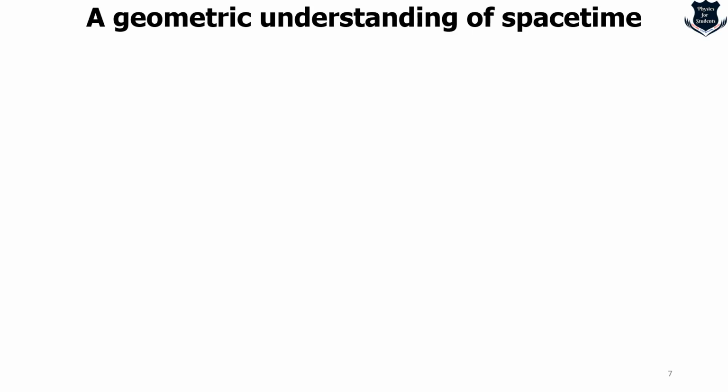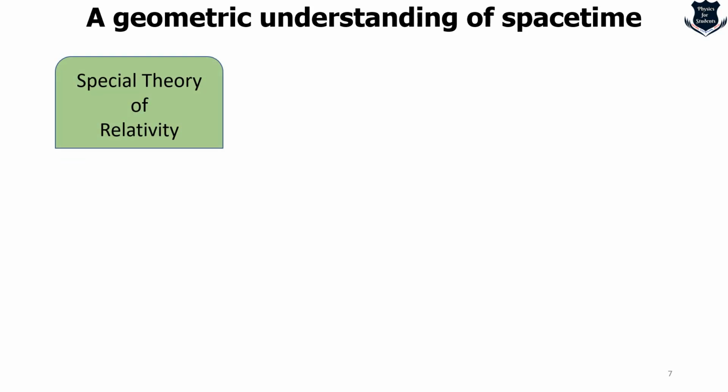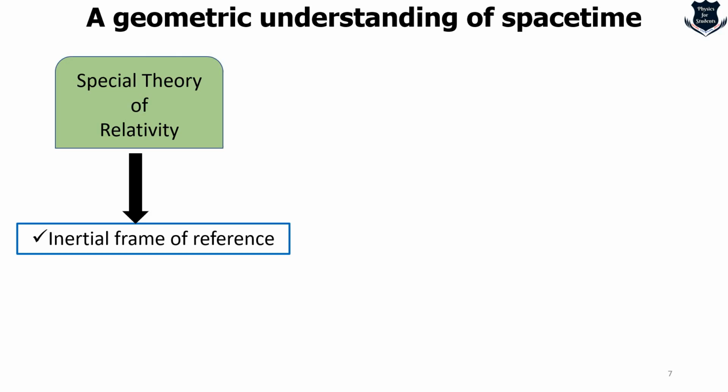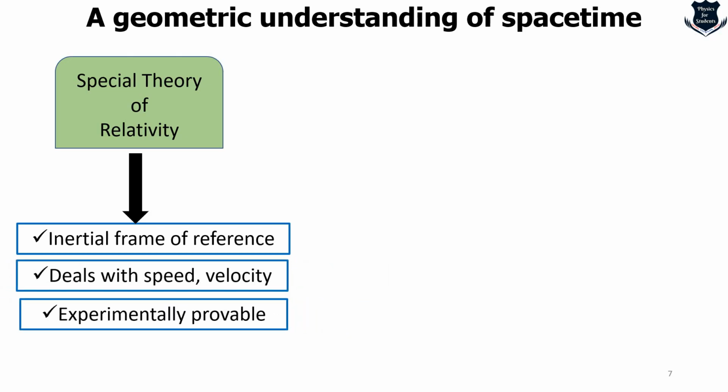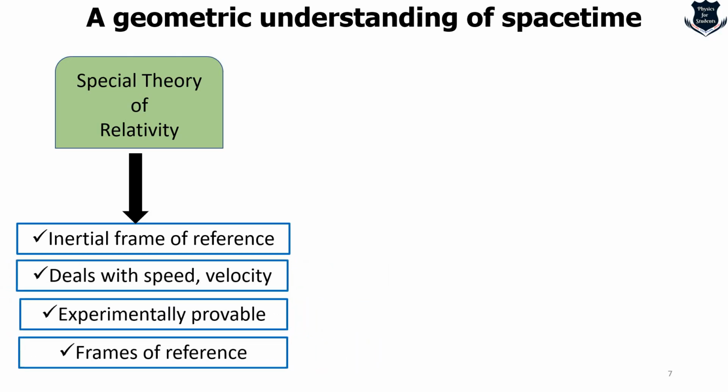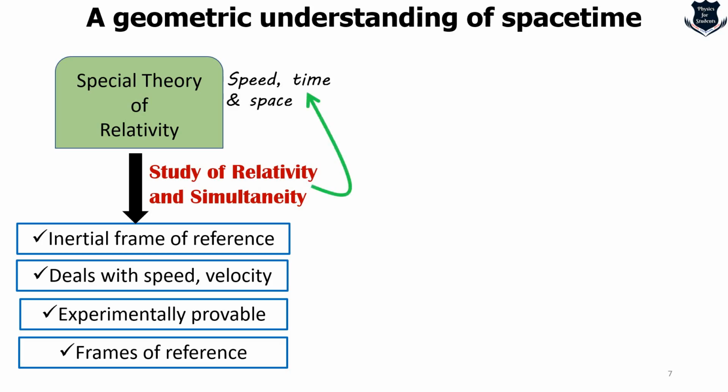So when we talk of shift, we talk first about special theory of relativity, because that is basically the theory on which general relativity is based, or basically that was the first theory of relativity. Initially, it deals with frames of reference, speed and velocity. It is experimentally provable. So from here, we come to know that special theory of relativity is nothing more than what is called the study of relativity and simultaneity. That means it basically speaks of speed, time and space.